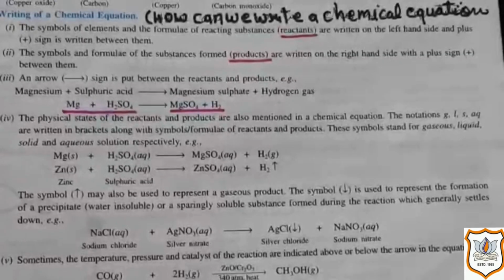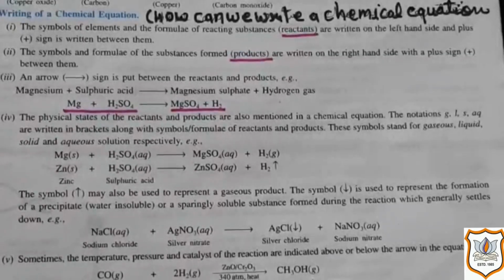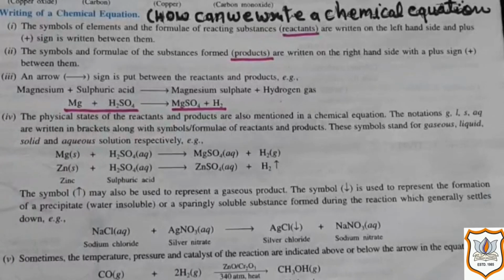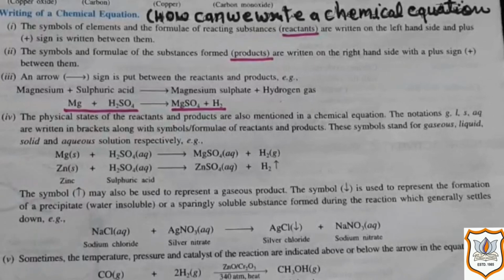Hello student, I am going to start with the heading Writing a Chemical Equation. Now you must know what a chemical equation is. But the question is, how can we write a chemical equation? Student, there are 5 steps to write a chemical equation.